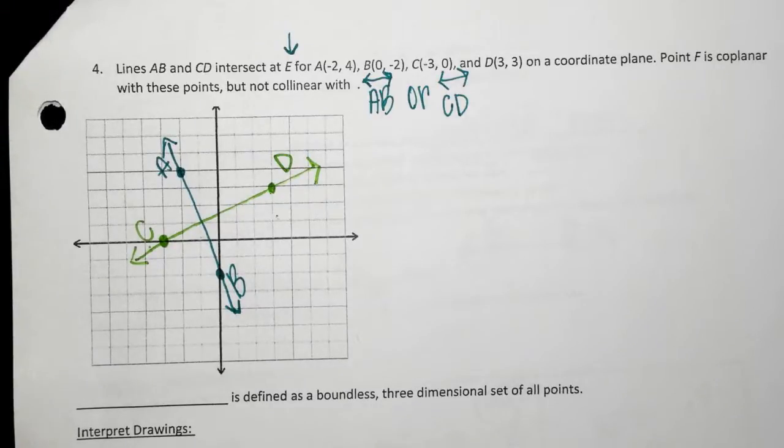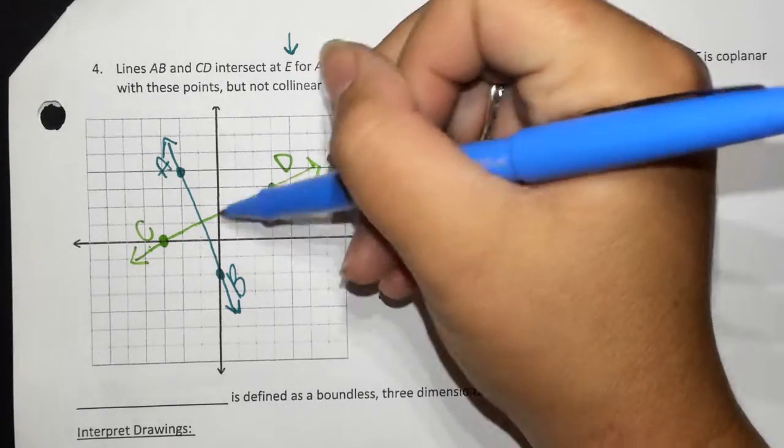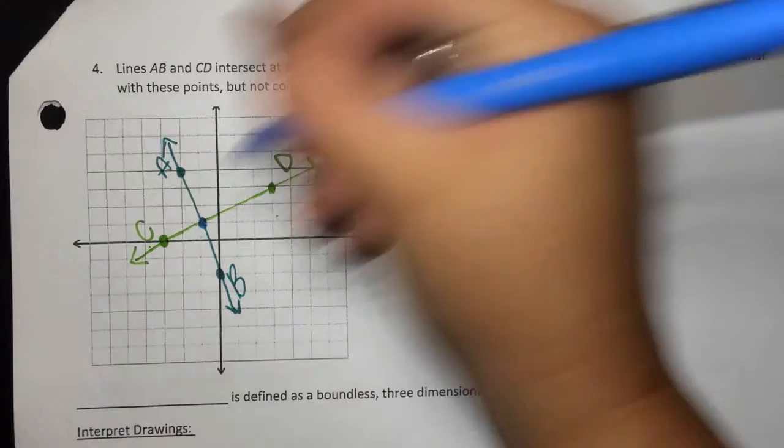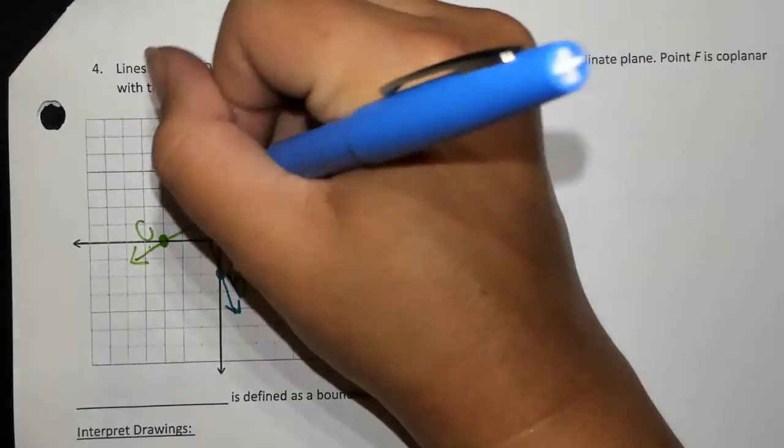Now these 2 lines, what did they intersect? Where did they intersect at? -1, 1. Or I can just put a dot there because they intersect at a point, and it is E.